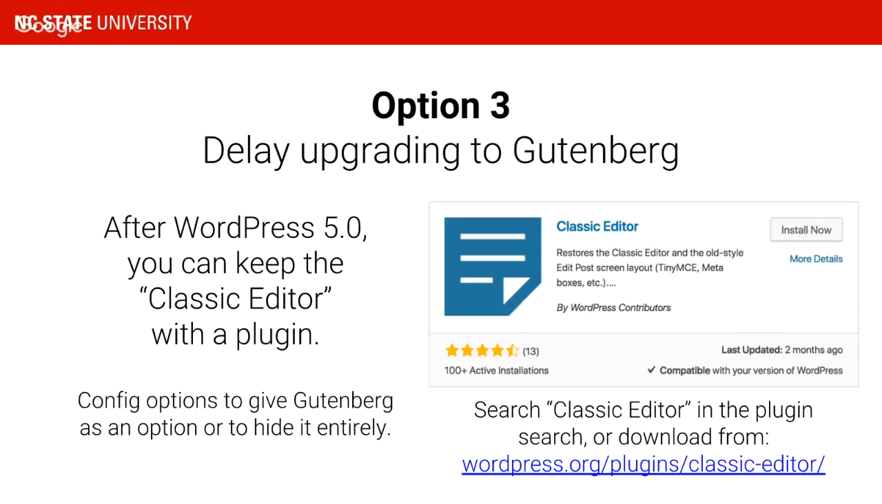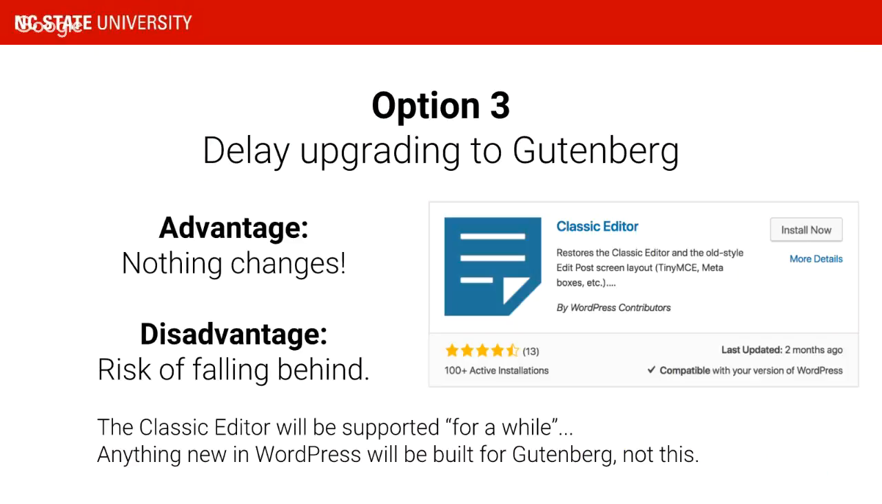Option three would be to delay upgrading to Gutenberg. Right now, Gutenberg is a plugin, but after Gutenberg launches, the classic editor itself is going to be a plugin. So you could, after WordPress 5.0 launches, install the classic editor plugin, and then either make it so Gutenberg is still just an option, or hide it entirely so that you just have the classic editor. So that'll be another plugin you can download. And this is an advantage, that nothing's going to change. You know, all those things we talked about where your page building might break, new users have to learn new stuff. This sort of sidesteps that.